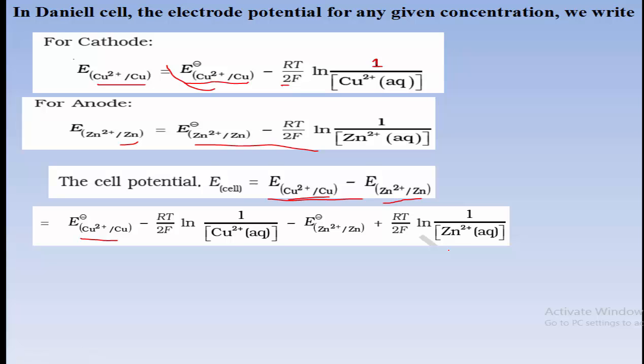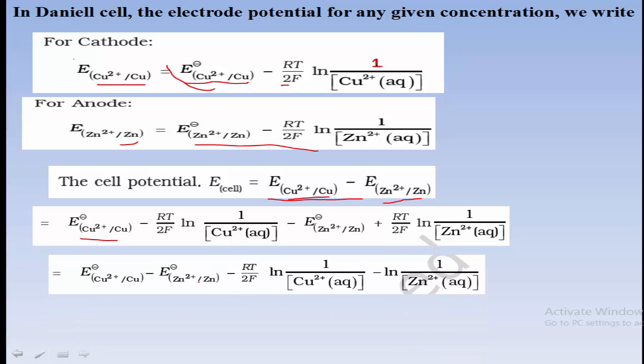2. Now on simplification, what you will get? I will take this standard electrode potential of Zn to this side. Okay, so E Cu plus 2 bar Cu minus standard electrode potential of Zn, and minus RT divided by 2F, which is common in both the cases. In bracket I will write it as ln 1 divided by Cu plus 2 minus ln 1 divided by Zn plus 2. Now see this formula, ln M minus ln N.